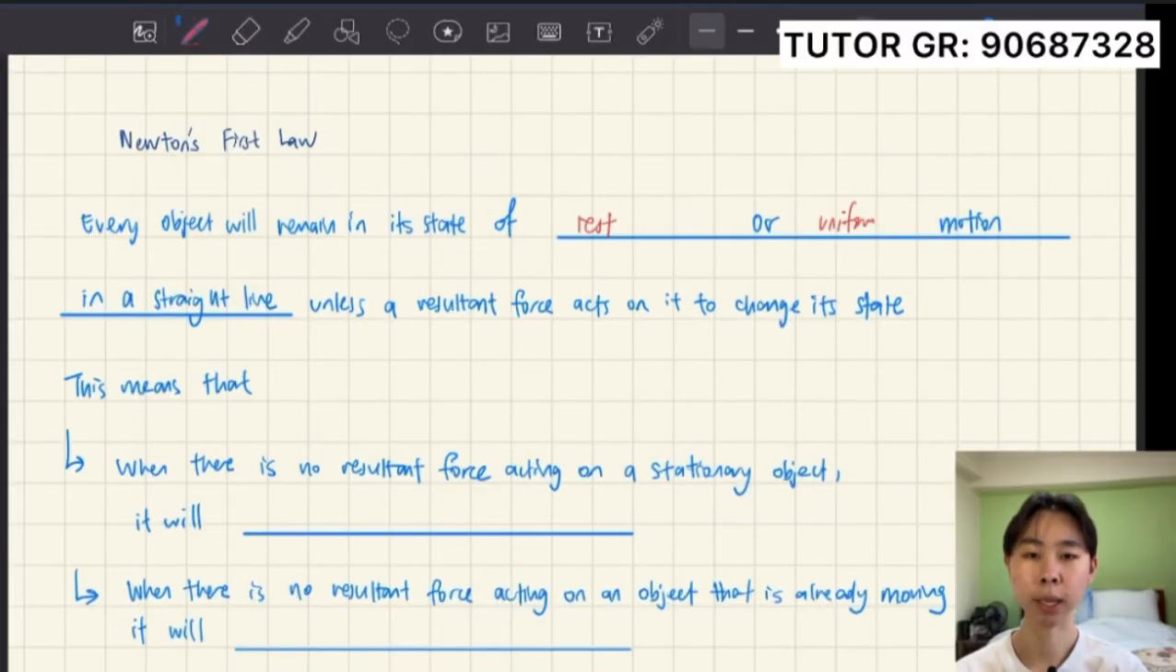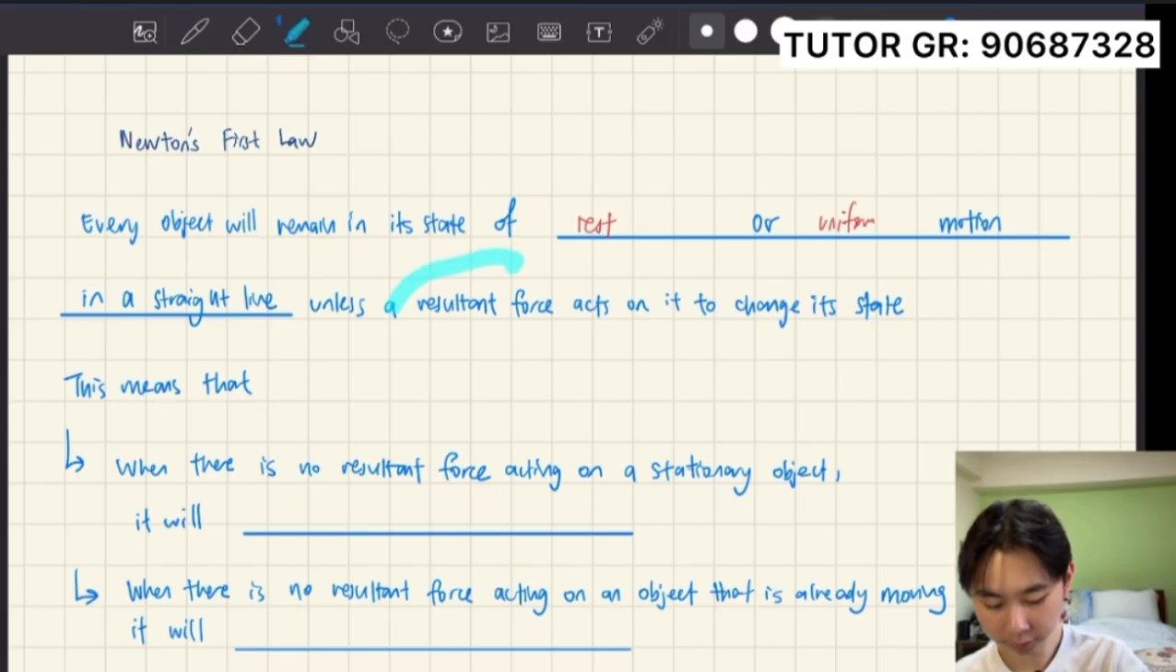Okay, so the next key part that you need to take note of is your different Newton's laws. I'll try and keep this segment a bit shorter so that it is bite-sized. First Newton's law says every object will remain in its state of rest or uniform motion in a straight line unless a resultant force acts on it.